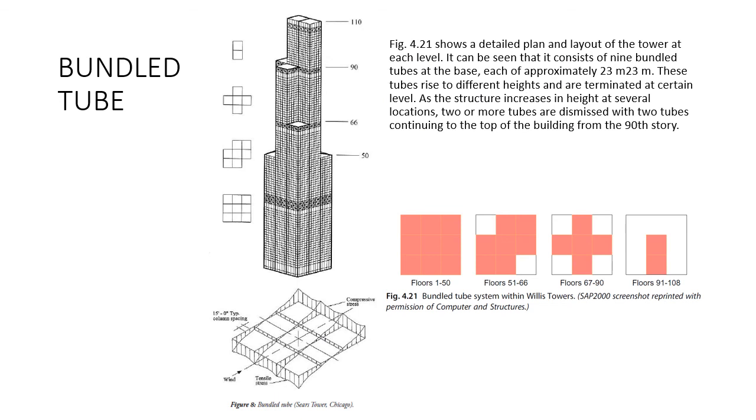So this is the floor layout of the bundle tube of the Willis Tower. As you can see again, the core is still consistent from bottom to top. What happened here is, as the floor goes up, they just reduce some of the bundle tubes to reduce the weight, to reduce the shear lag, and probably for architectural purposes.